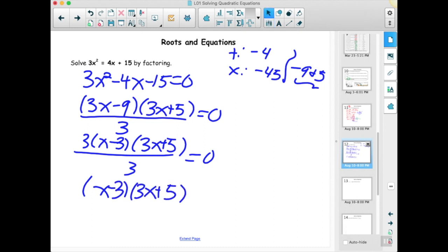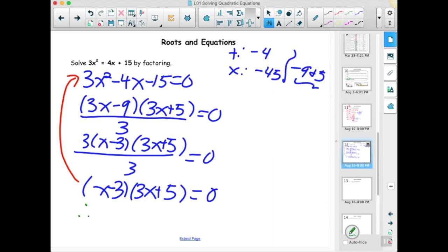Always a good idea to do a quick mental check. So that times that is 3x squared. That times that is 5x. That times that is minus 9x. So there's my minus 4x. There's my minus 15. It is indeed that. We do have equal 0 over here. And now our conclusion. Therefore, this is 0, and that gives me x is 3. Or this is 0, and that gives me x is negative 5/3.